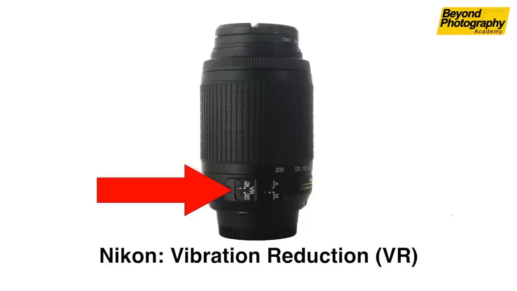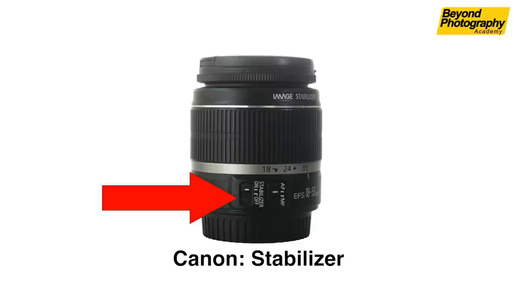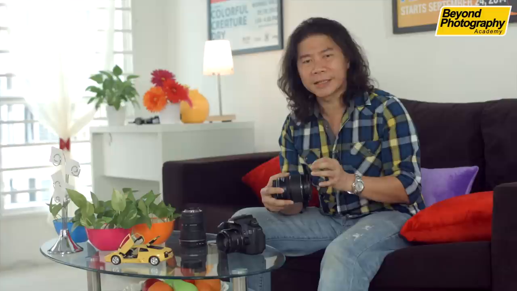Now, every lens manufacturer will have a different name for their optical stabilization. For example, if you look at the Nikon, you can see the switches here, and that's the vibration reduction. You can turn it on, turn it off. And if you look at a Canon, this is where the switch is. Most of the time, you'll actually see them on the lens itself. So the correction is done within the lens, and by the time the image hits the sensor, you no longer get vibration.